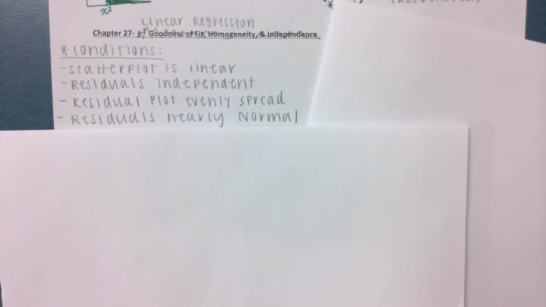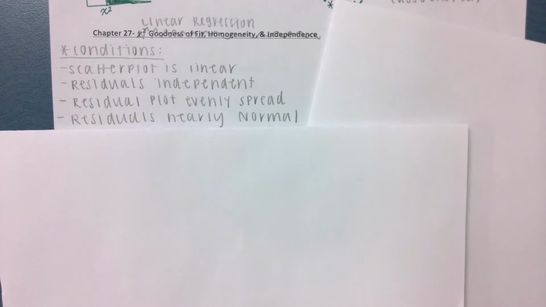And then the third condition is that those residuals must be nearly normal. Again, they'll typically give you a histogram, so you just look at the histogram and see if it's nearly normal, or they would give you a normal probability plot, in which case you would check to make sure that it's straight.